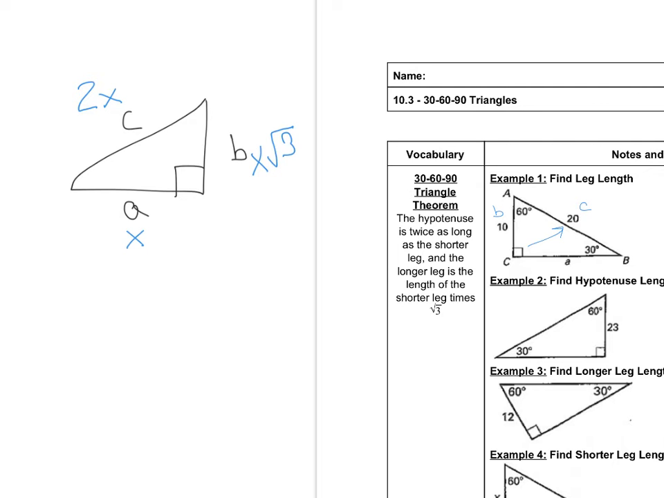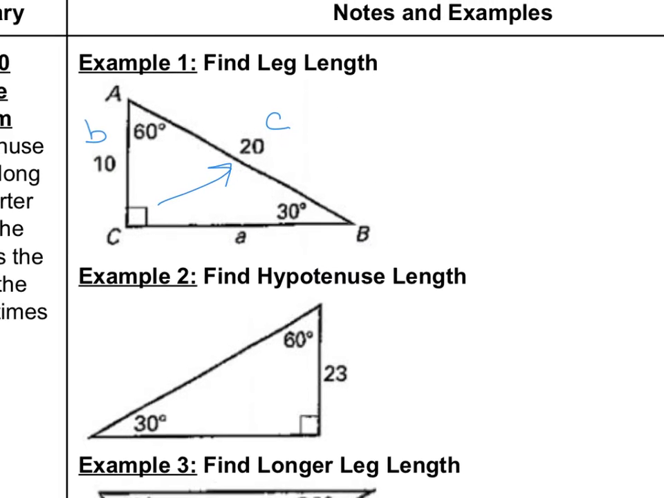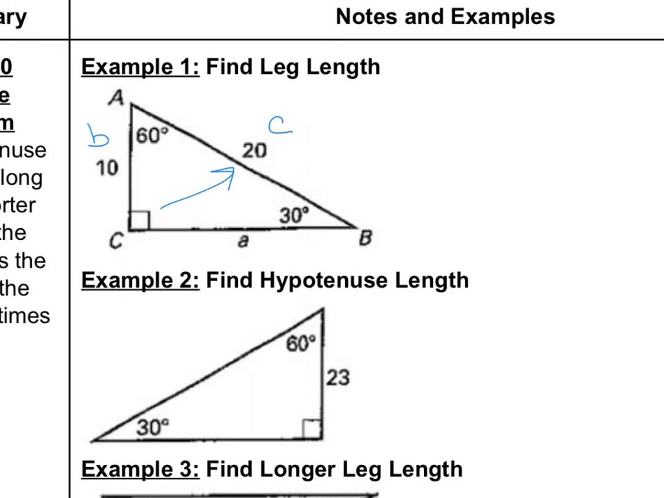So all you got to do is this side is basically now 10 radical 3. So now you just got to multiply 10 radical 3. This gives us 17.3. Okay? So that is the length of this other side.